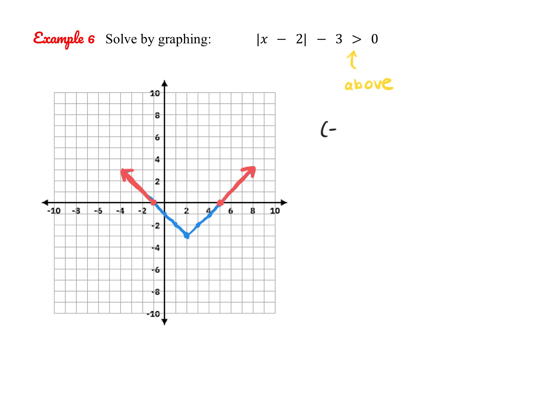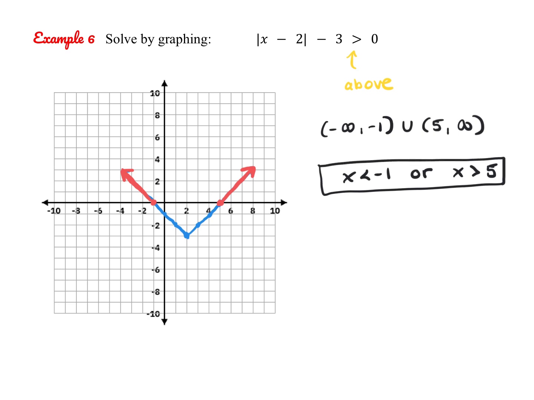So that first interval will be -∞ to -1, and it's not inclusive because it's just greater than. And then we also have 5 to infinity, which is this portion on the right. Another way of writing this, we could just say x is less than -1 or x is greater than 5. So these are 2 different ways, 2 different notations. This would be an algebraic notation, and this would be an interval notation.